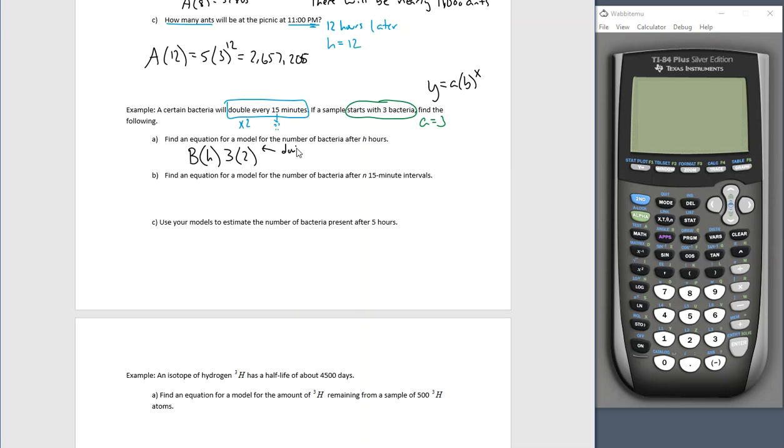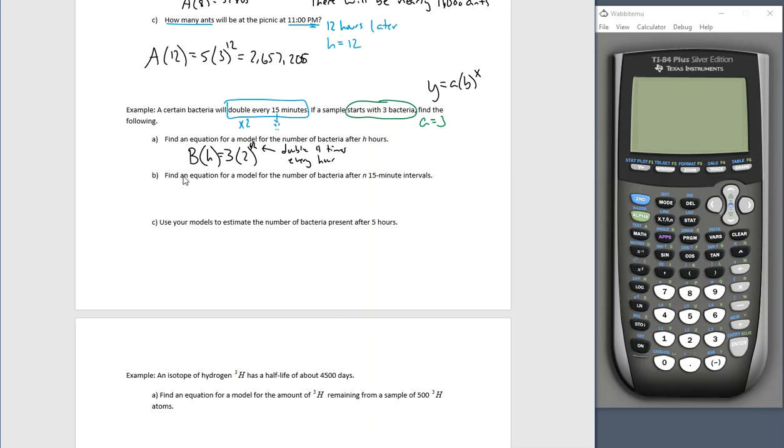This will double 4 times every hour, right? Because 15 minutes happens 4 times. And since 4 times happens every hour, hour is our number of units, this will be a 4H. All right, so 3 times 2 to the 4H. Let's put an equal sign so we can tell these apart.